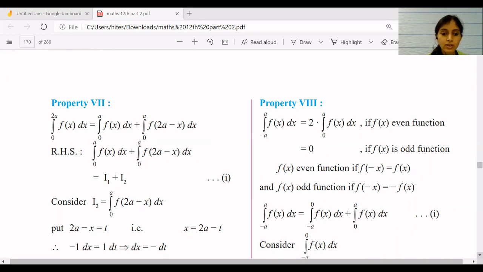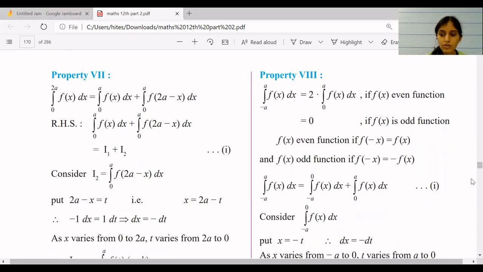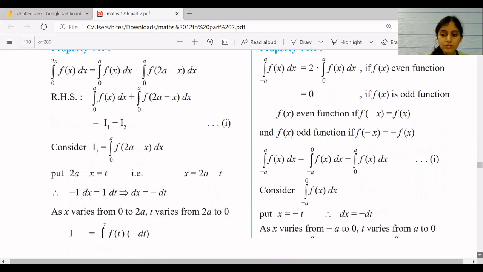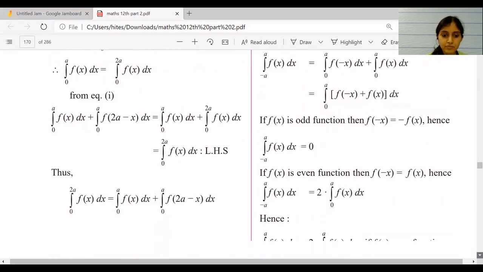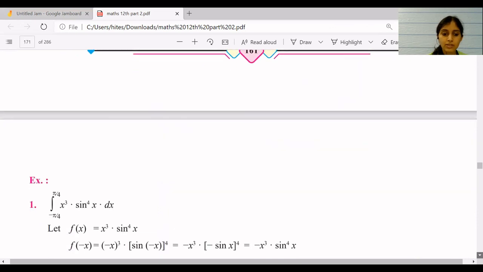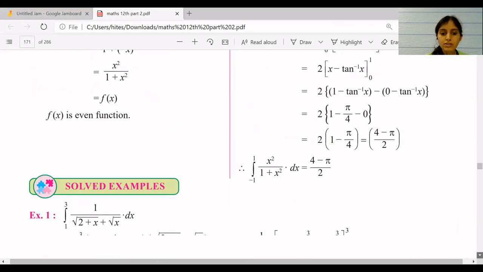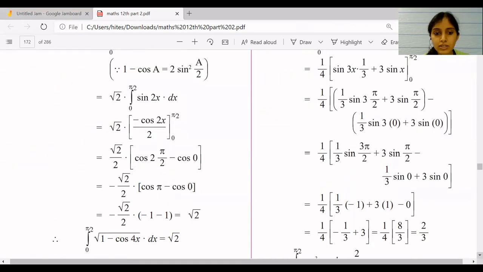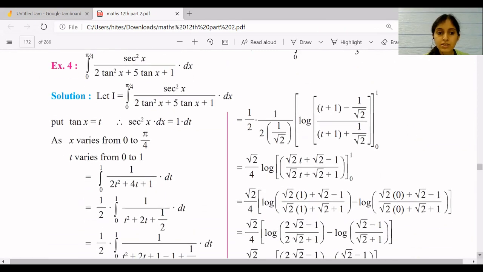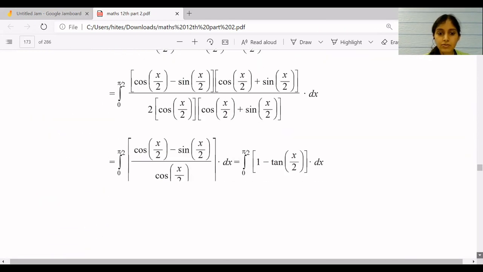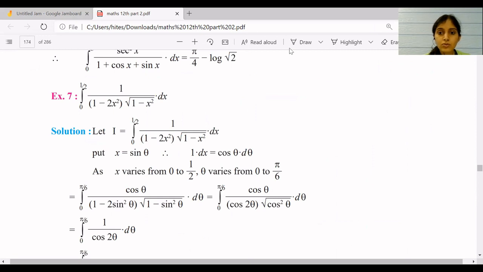Now we'll go on to exercise 4.2. I'm going to do a few sums from this exercise so that we get well versed with the properties. The main thing in these exercises is that we need to know integration properly, that is basic integration that we have studied in the previous chapter.